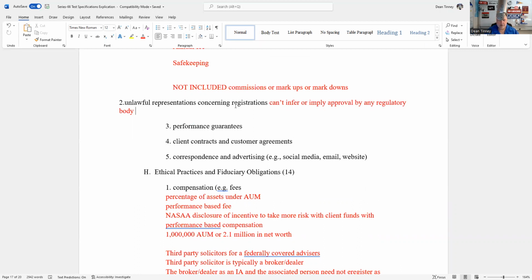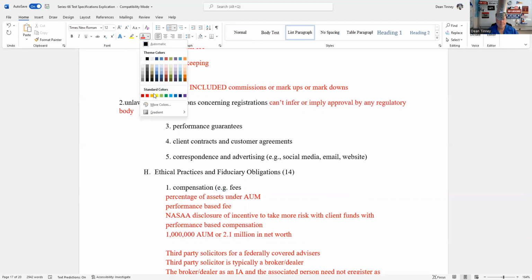On every prospectus, the front page says the SEC neither approves nor disapproves of any securities offering. They neither pass upon the adequacy or the accuracy of the information contained herein. Any claim to the contrary is a criminal offense. All right, so let's talk about performance guarantees. Those are a big no-no. Let's get out our red again.